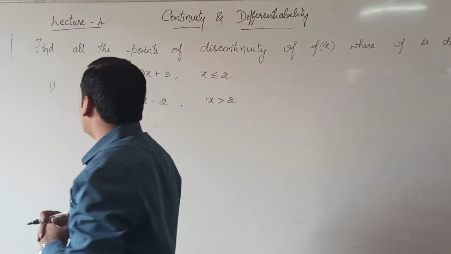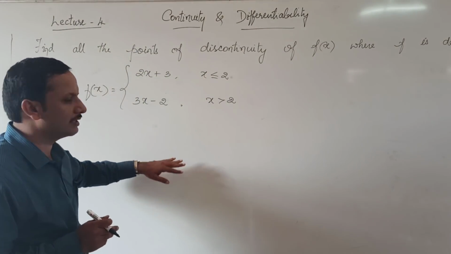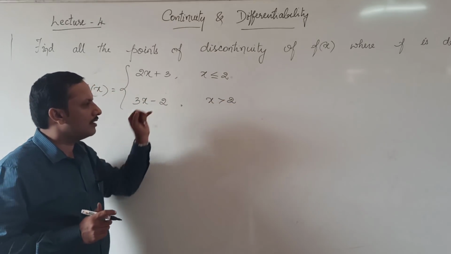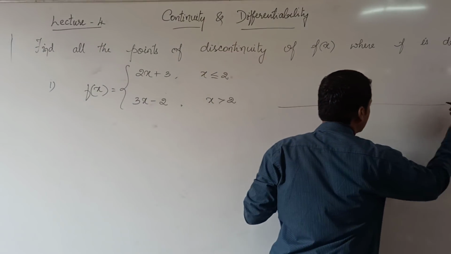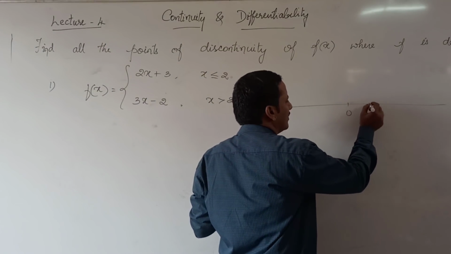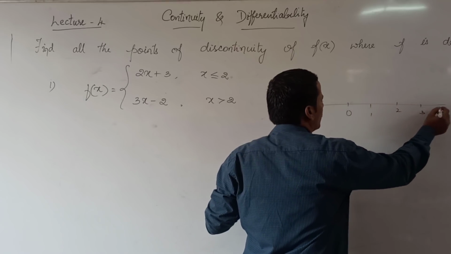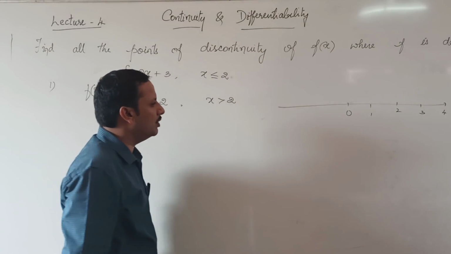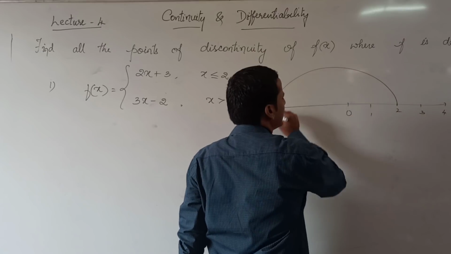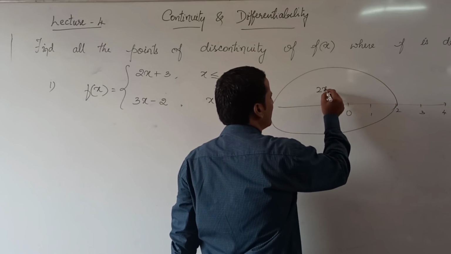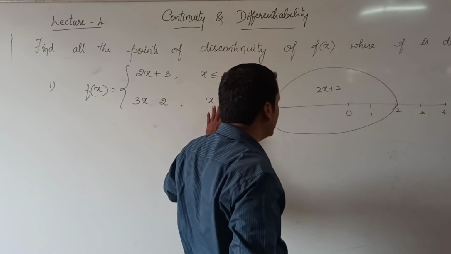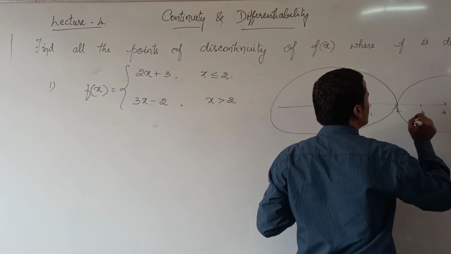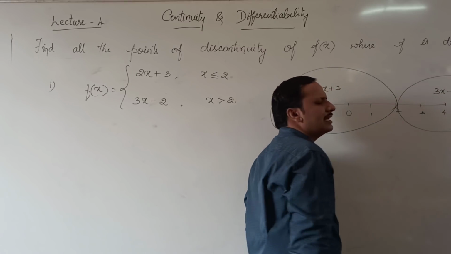Okay. So now, before we check the continuity or the discontinuity of this function, first let us see how this function is defined. Let us say this is the real line. Here we have 0, 1, 2, 3, 4 and so on. To the left side of 2, when x is less than or equal to 2, it is defined as 2x plus 3. And to the right side of 2, that is when x is greater than 2, the function is defined as 3x minus 2.